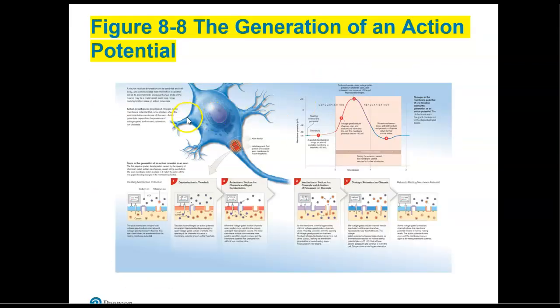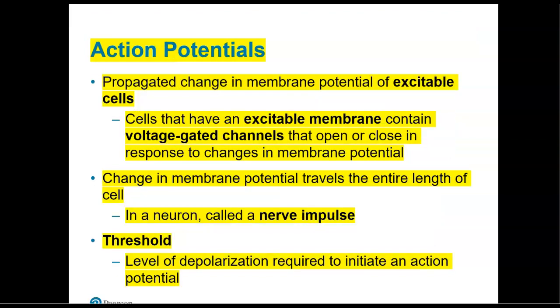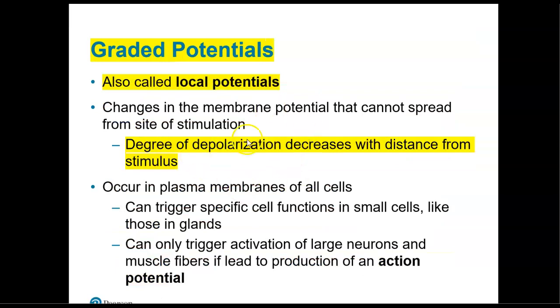So if we have a graded potential here, it might spread to here, but it's not going to spread all the way to the axon. It's just going to spread a little distance away from where the stimulus was received. So graded potentials have a degree of strength, I guess you could say.